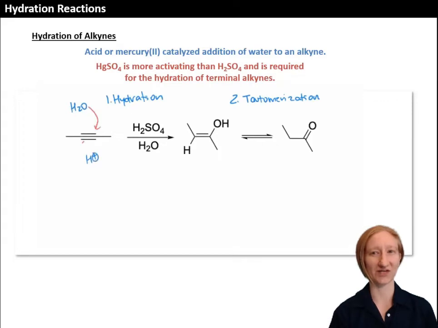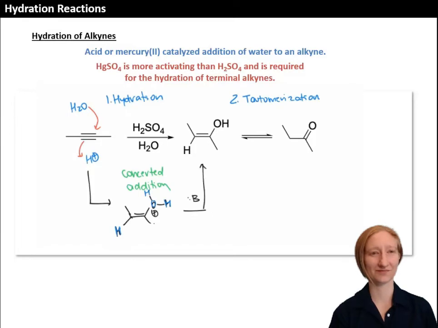The first step, the hydration, will look just like the reactions we saw of HX with alkynes. The nucleophilic alkyne will attack the proton, and as that happens, the nucleophile will attack the more electrophilic carbon of the alkyne. In this case, the nucleophile is water instead of X minus. This forms a cationic intermediate, and then deprotonation leads to the neutral enol intermediate. And again, we call this an enol because it's an alkene right next to an alcohol.